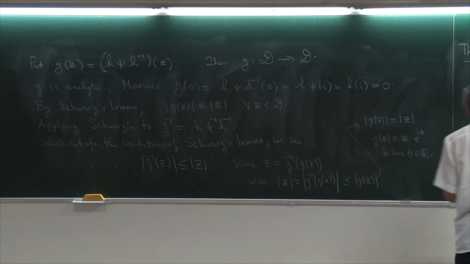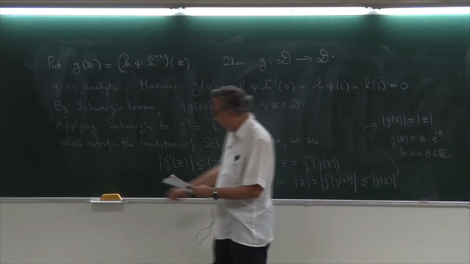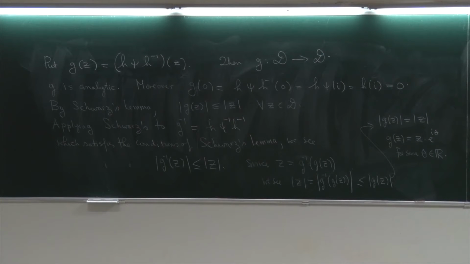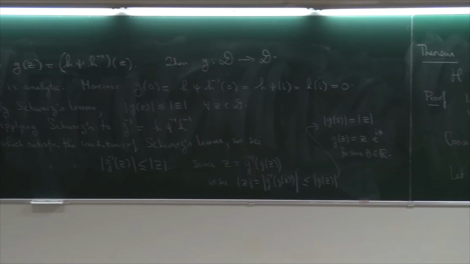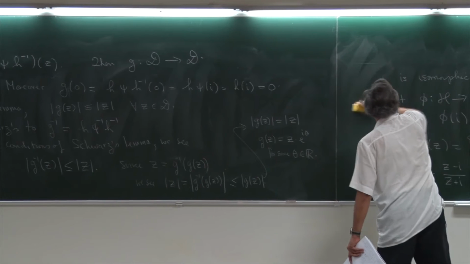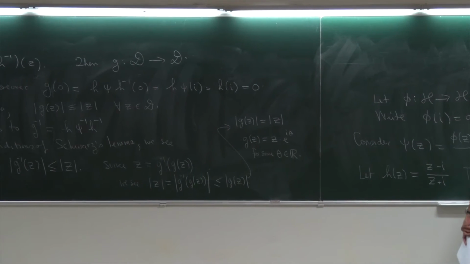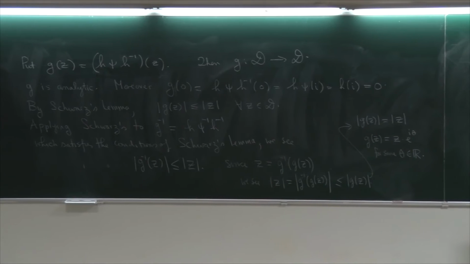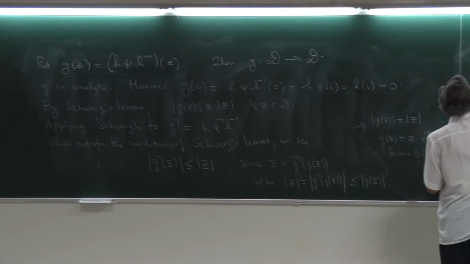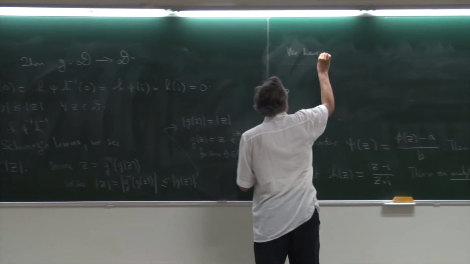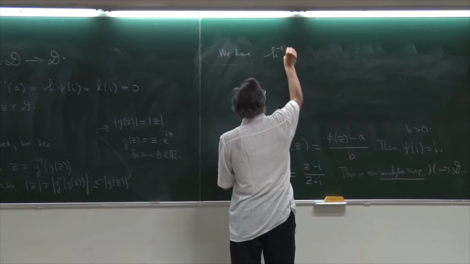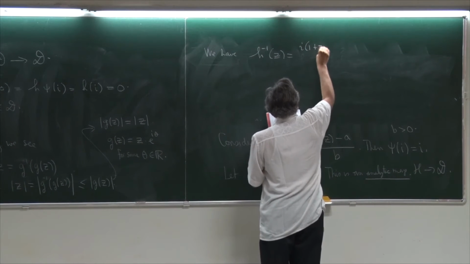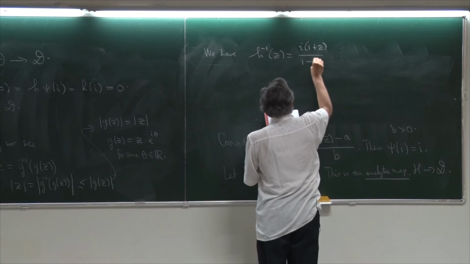Now the inverse map of H of z is easily calculated. I'll leave that to you to do. We have H inverse of z equals i times 1 plus z over 1 minus z.